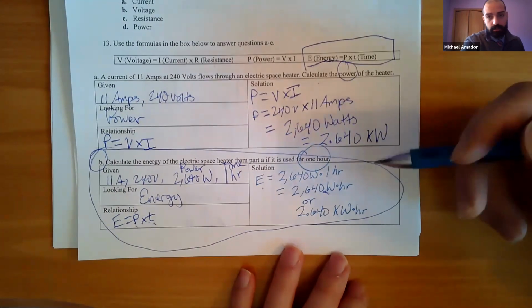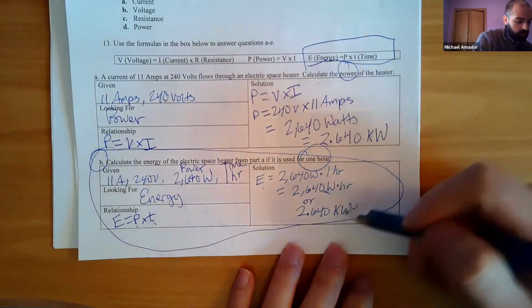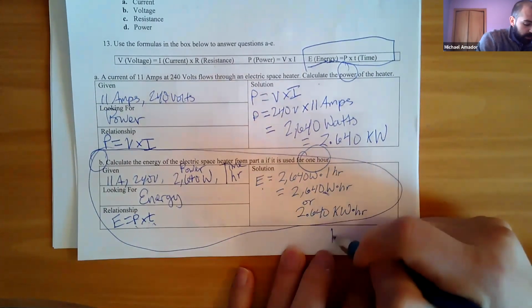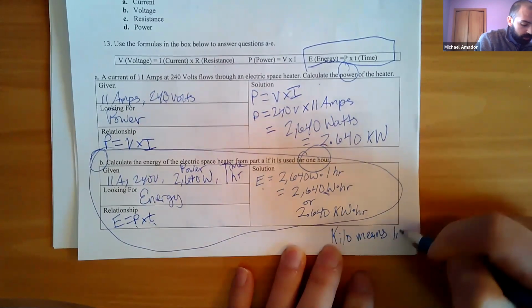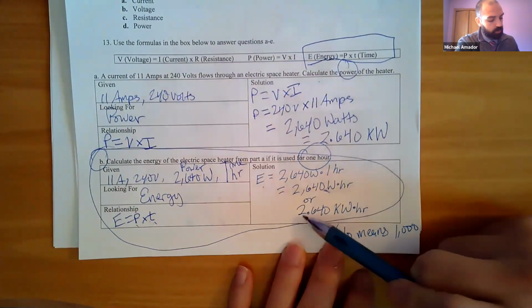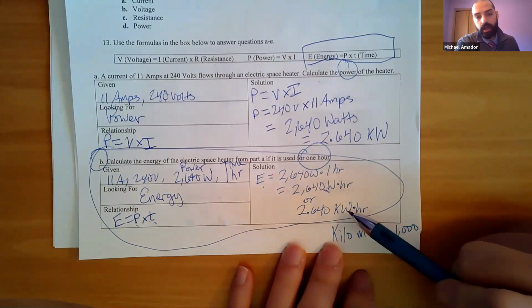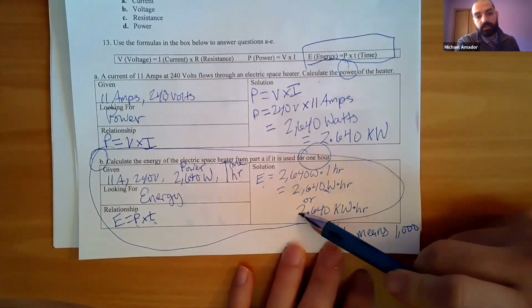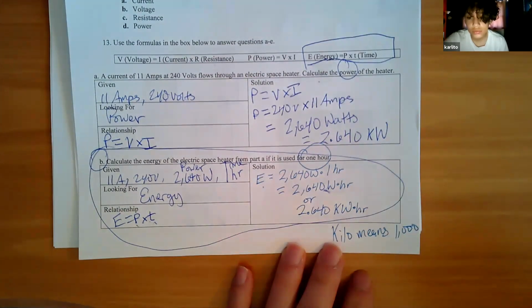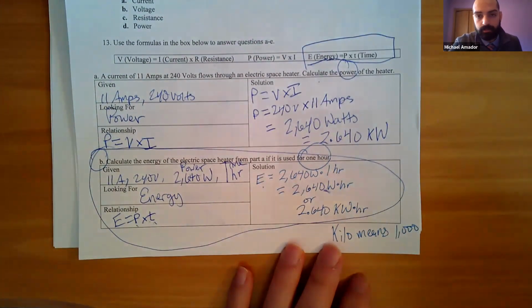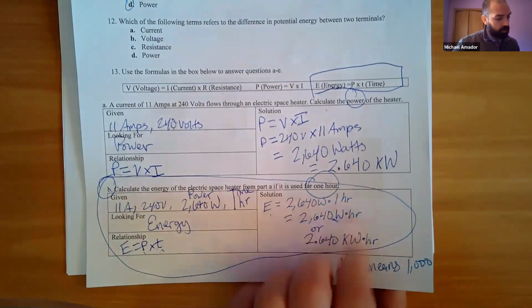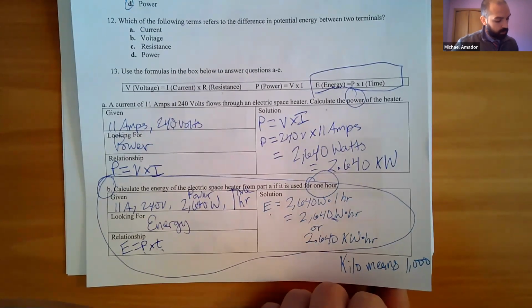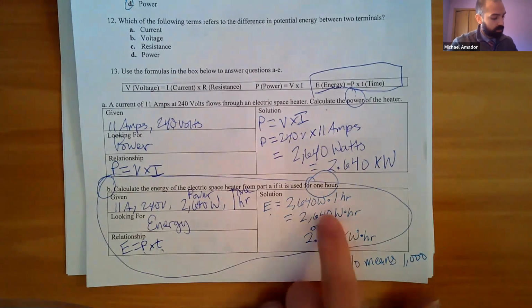If we want to turn that into kilowatt hours, which we often will do, remember that K, like kilo, means 1,000. So 2.640 kilowatt hours means that it's 2,640 watt hours. Okay. So, if you don't have it printed with you, you can follow along on your screen. You should have a piece of paper or a notebook. Any questions on the way that we solved part B?